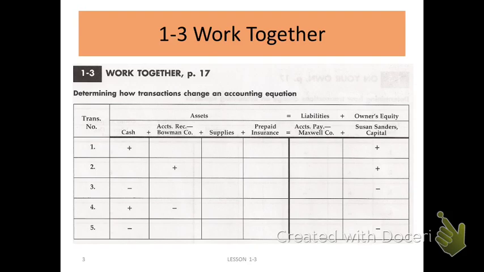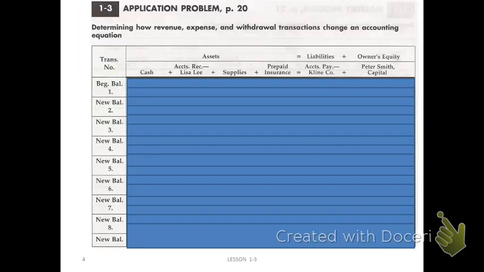Okay, so the next activity that I assigned you today was the 1-3 application problem on page 20. So if you're looking at the directions on page 20, this is very similar to what we just did, but instead of using pluses and minuses, now we're using dollar amounts. Okay, so we're going to do a few together, but then I'm going to let you go on and finish the rest by yourselves. But let's get started first together with transaction number 1.